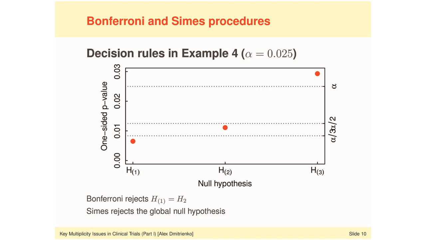But at the same time, the Simes global test rejects the global null hypothesis. The Simes procedure rejects the global null hypothesis HI. It can be easily verified if you apply the conditions used in the Simes test. But as I stressed a few minutes ago, the nature of any global test is that we have no information on the efficacy profiles of the individual doses. We simply know that at least one of them is effective.